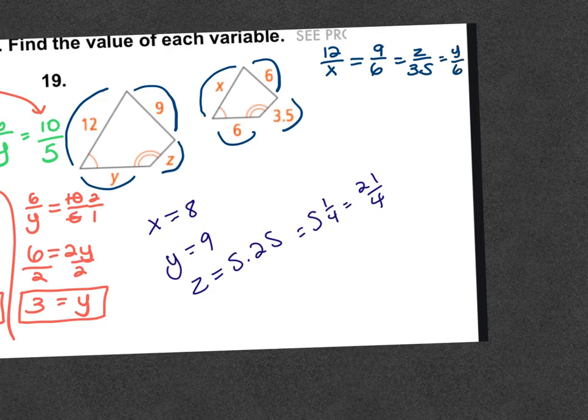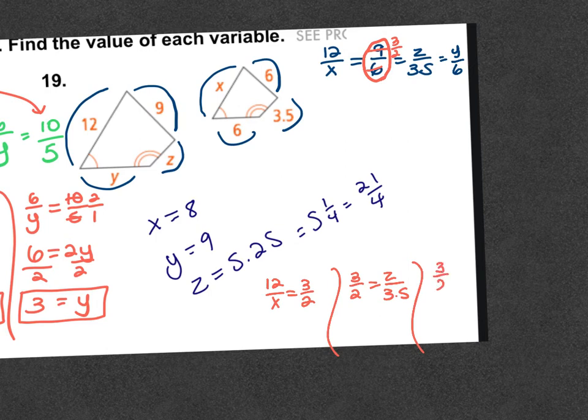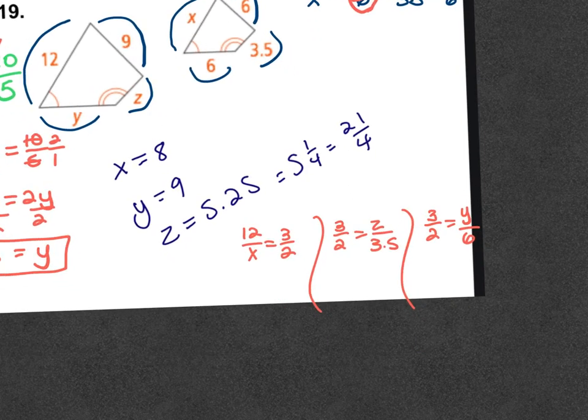And then I have to do one variable at a time with the one that has numbers in both the top and the bottom, which is 9 to 6, or 3 over 2. So I can say 12 over x equals 3 over 2. I can say 3 over 2 equals z over 3.5. And I can say 3 over 2 equals y over 6. So one of them is going to have a number in the top and the bottom, and that's what you're going to set equal to all the other ratios.